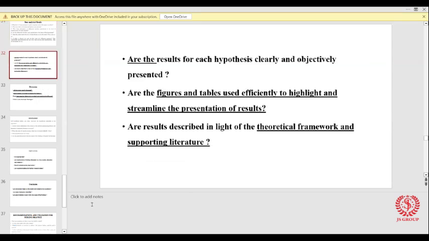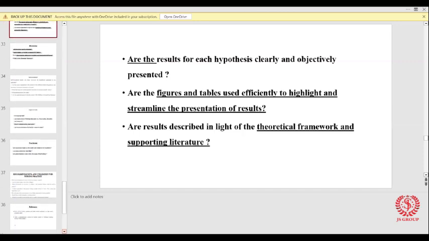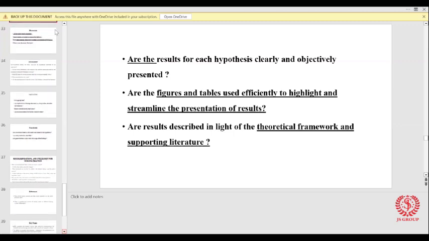Are the results for each hypothesis clearly and objectively presented? Example, the study to assess the effectiveness of a planned teaching program on knowledge regarding anemia. In that study, we first have pre-test results, afterwards post-test results, then comparison results, and only then can we write the association results, pre-test association, post-test association. Everything we have to arrange sequentially and logically in the tables and figures.